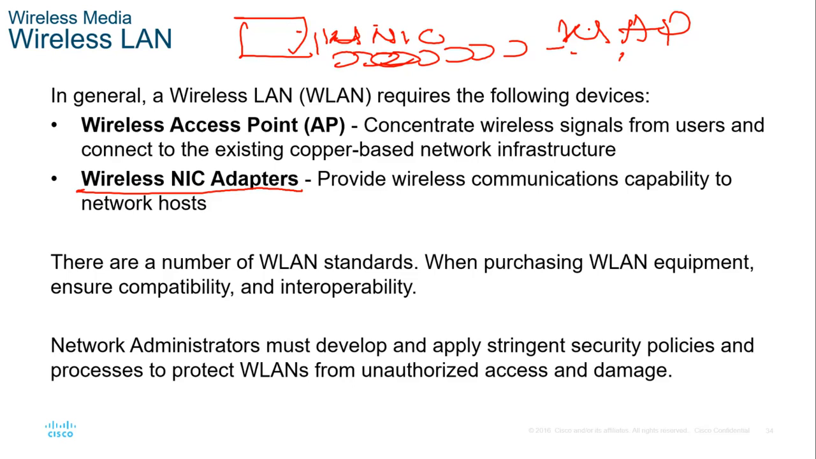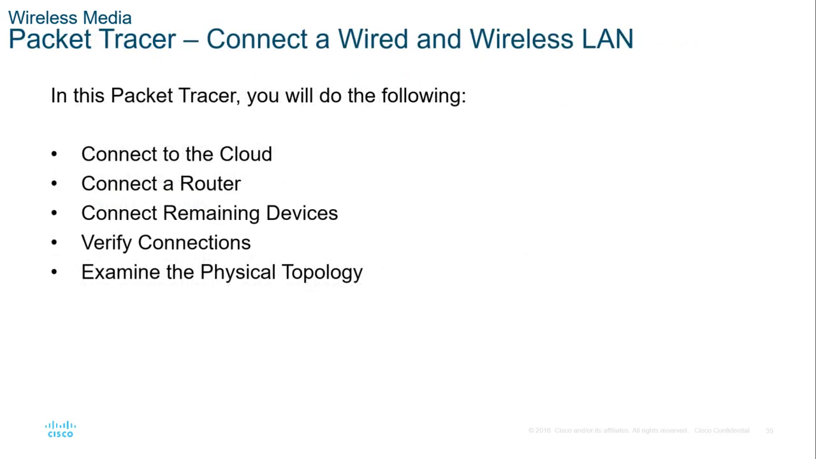There are a number of wireless LAN standards. We saw them. When purchasing wireless LAN equipment, ensure compatibility and interoperability. Interoperability is the ability of those devices to work together. Check whether the device is compatible with the devices that you have on the network, so that you don't buy it and then find that it can't be connected to other networks.